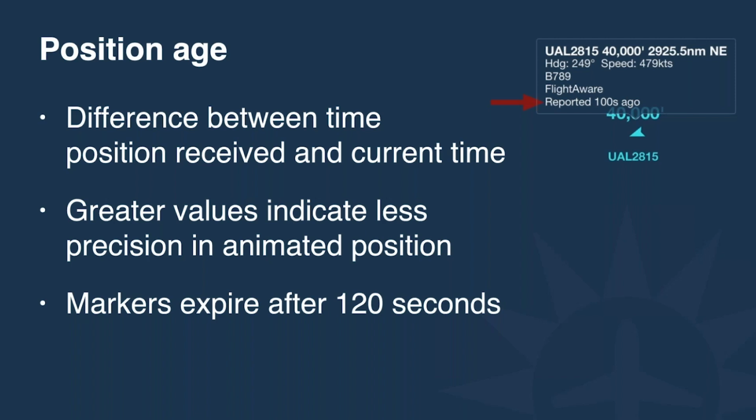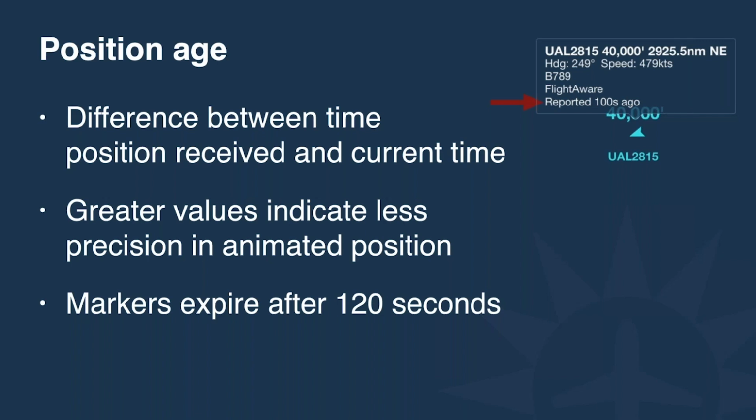When that timer does hit 120 seconds, we will discontinue displaying that position on the map. So you'll see aircraft come and go depending on that age. Again, we don't really want to be displaying aircraft that we haven't really seen or heard from in a little bit of time. So after some amount of time, I think somewhere between 60 and 90 seconds, you'll see that the animation will stop. The marker will just sit there for a little bit, and eventually it'll age out again at 120 seconds.